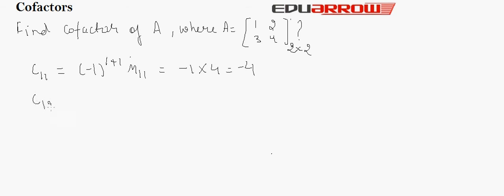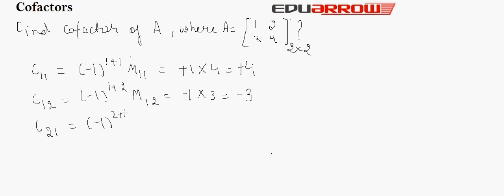Similarly, C12 is equal to minus 1 to the power 1 plus 2 into M of 1 2, which is equal to minus 1 into M of 1 2, which is 3. Hence this will come out to be minus 3. Yes, C21 is minus 1 to the power 2 plus 1 into M of 2 1, which is equal to minus 1 into M of 2 1, which is 2, giving minus 2.